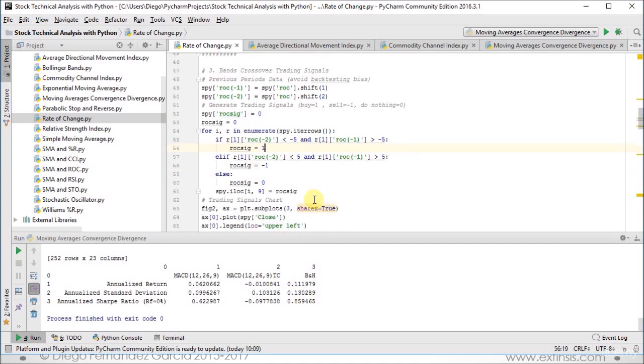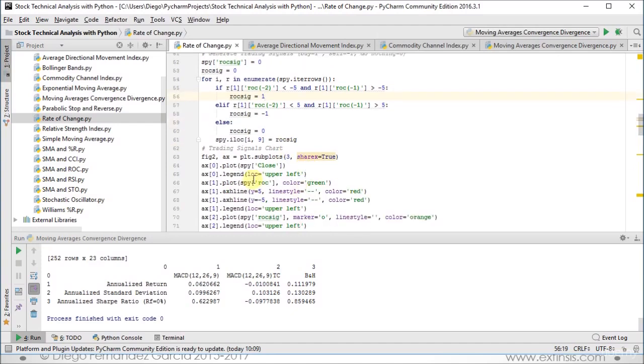Then, at each of the steps on the loops within this for loop, we are updating our original data frame. Then we generate our corresponding trading signals chart. In this case, 3 subplots. In the first of them, close prices with their legend. In the second one, which is at position 1, we have our rate of change colored in green to identify and differentiate against the close prices.